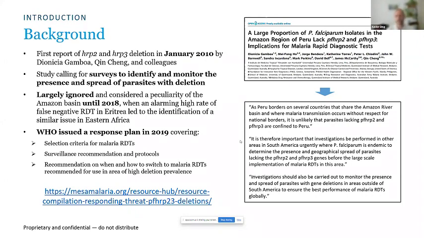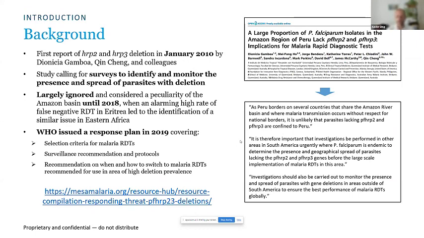If you look back at that paper from 2010, there is already a lot of consideration about the issue spelled out in the conclusion. Obviously, that study was conducted in Peru, but the whole Amazon basin is endemic for malaria, so it was unlikely that the issue would be restricted to Peru. They clearly say malaria transmission knows no border, and it is unlikely that parasites lacking HRP2 would be confined to Peru.